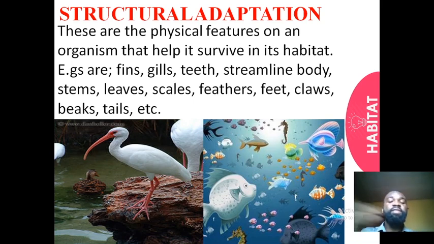For instance, the fins of a fish help it to do what? To swim. Gills of the fish help it to do what? To breathe, for gaseous exchange. The teeth of a normal human being help us to crack, to eat, to bite, and so on. Streamlined bodies of a fish help the fish to swim. Stems, of course, stems of a tree. Leaves. Scales.